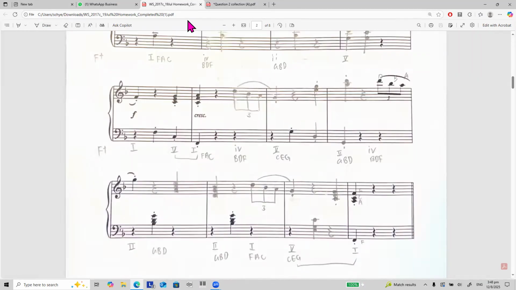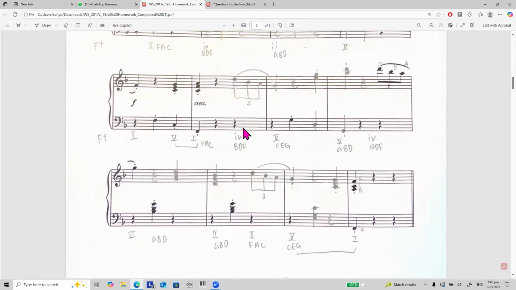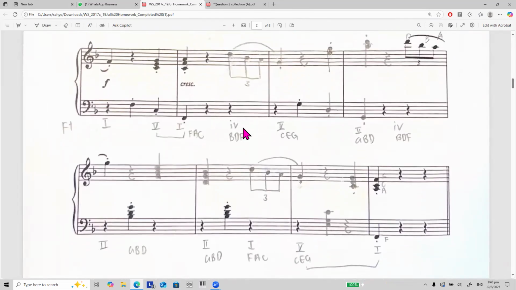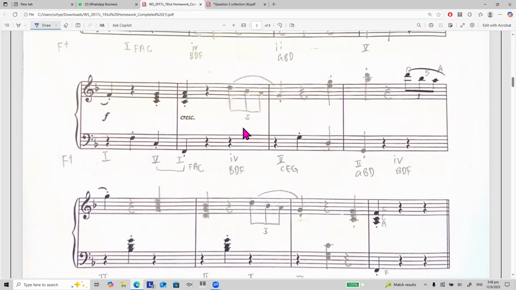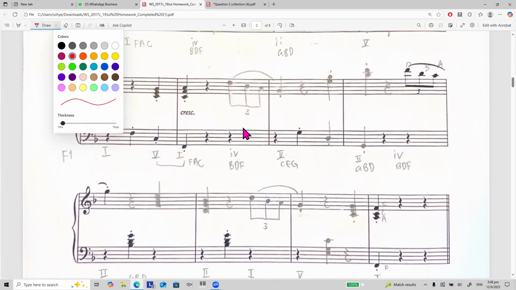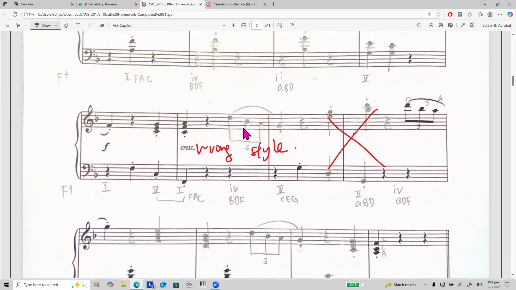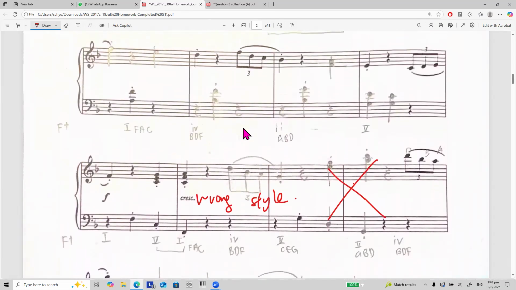And this student will fail the exam because, first of all, the style is not imitated. No imitation is done. And then no cadence also. Okay, the style is wrong. And the chords are also wrong. Okay, so the chords are not observed.